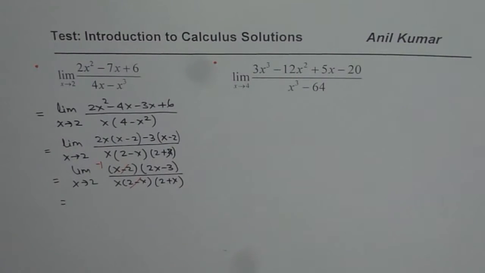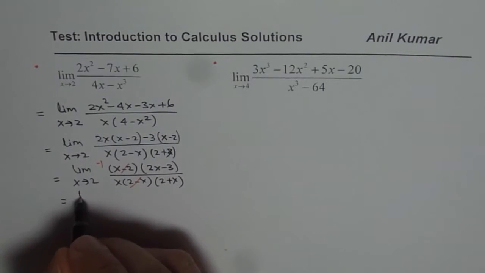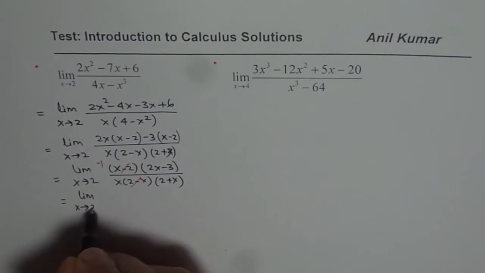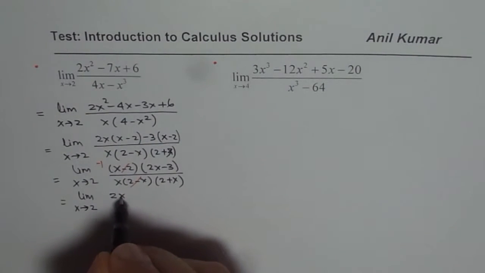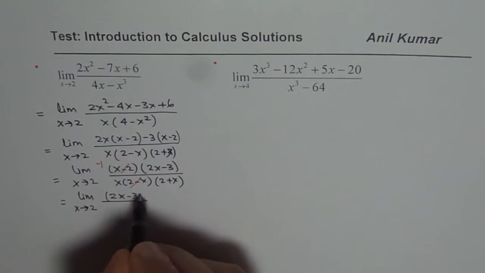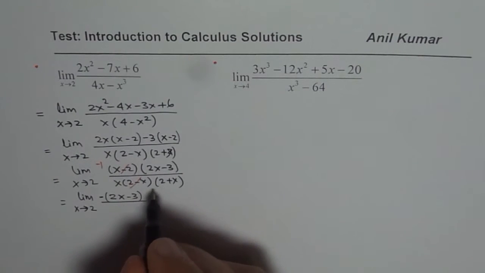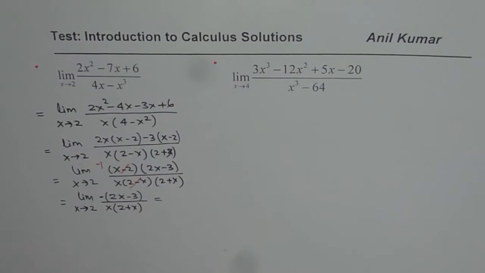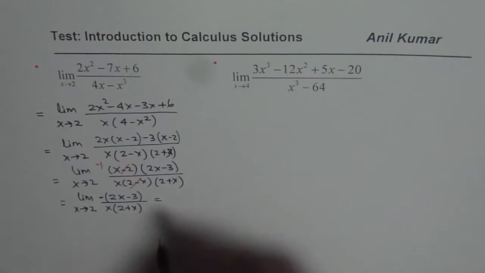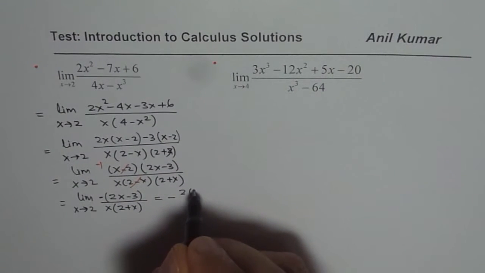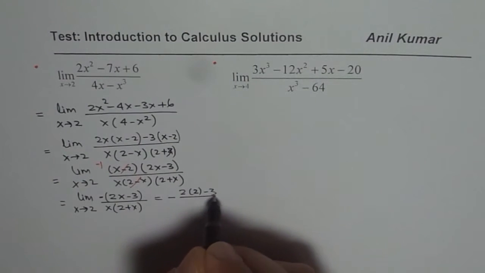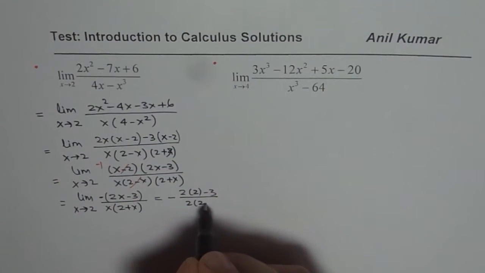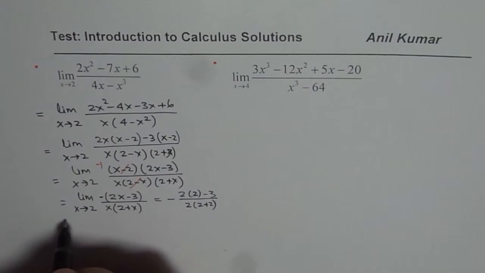Now after cancelling, we can substitute in 2 and find the value, right? So we cancelled, and we can write this as limit x approaches 2, and what we get here is 2x minus 3 over, and this is negative, remember, when we cancel, and we have x times 2 plus x. Now let us substitute 2 and then find the answer. So we get minus, and when I substitute 2 here, we get 2 times 2 minus 3 over 2 times 2 plus 2, correct? And let's calculate this value.